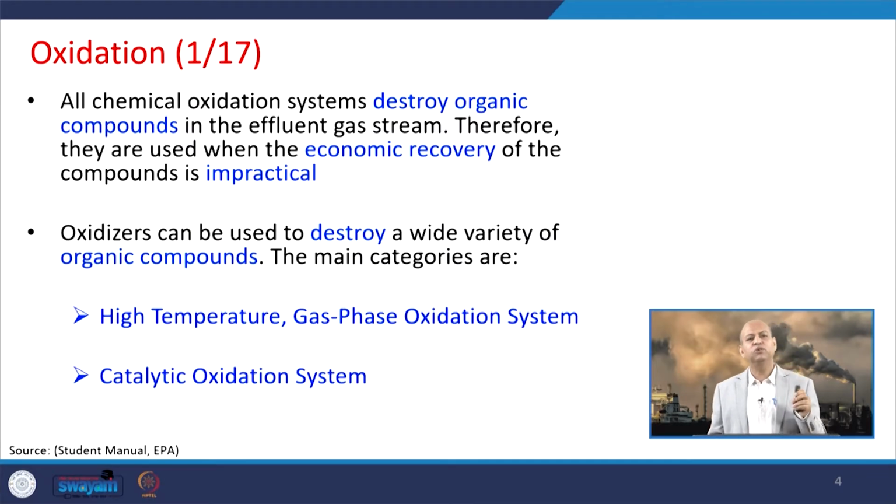All chemical oxidation systems are for destroying organic compounds in the effluent gas stream which comes out after some combustion process or burning of fuel. That is why they are used when economic recovery of the compounds is impractical. Otherwise, we try to recover the resources, whether it is some chemical compound or something like that. Oxidizers can be used to destroy a wide variety of organic compounds, and the main categories within this oxidation process are high temperature gas phase oxidation systems and catalytic oxidation systems.